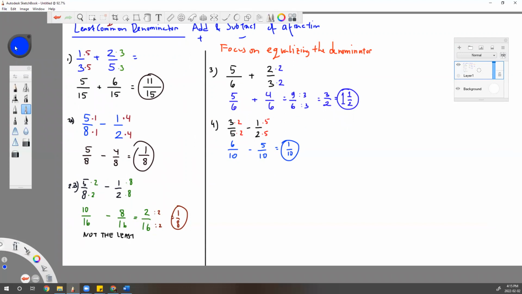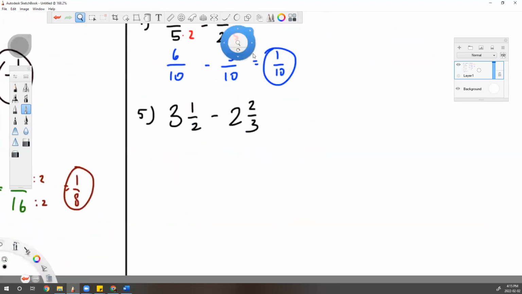One more, so we can go deeper. Use the mixed fraction: 3 and 1/2 subtract 2 over 3. Okay, there you go. So before we do the subtraction, we need to change this into an improper fraction.